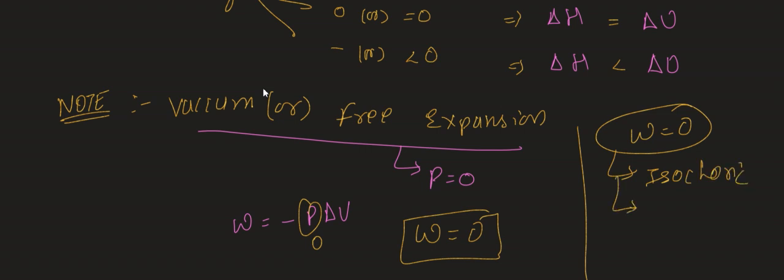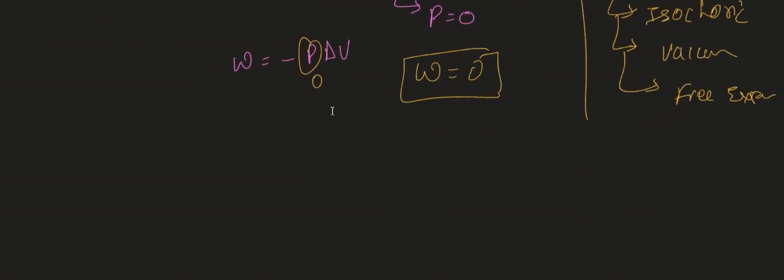Okay. And second one under which condition? One is vacuum. And third one is what? Free expansion. Whenever you see these three words in the question, immediately you should say work done will be 0. Clear it here? Right, move to the next one.